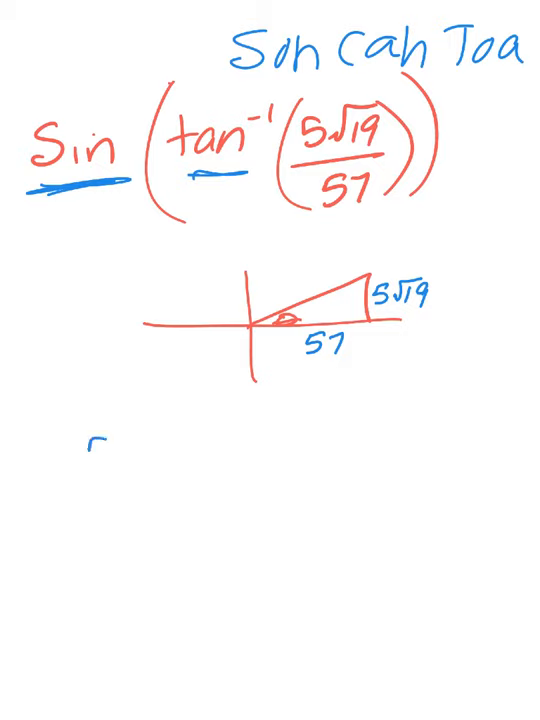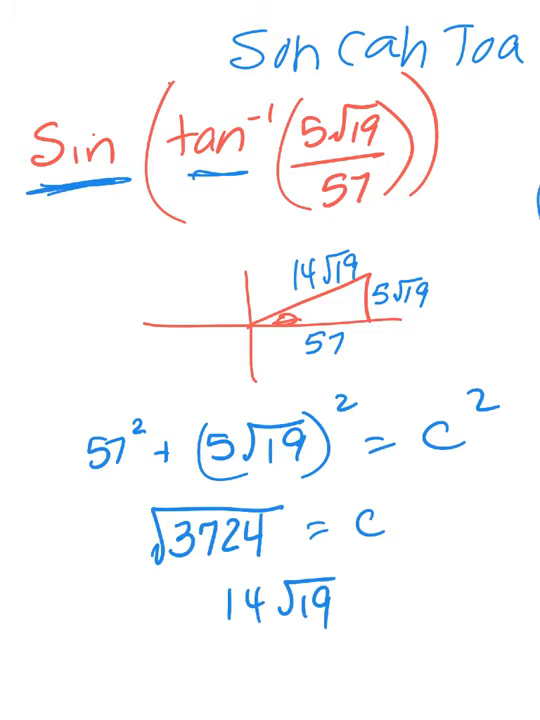So we do 57 squared plus 5 root 19 squared equals c squared. And time for the calculator. So when we take 3724 and factor it, we can take out a 2 and a 7, which is 14. And this lonely 19 stays under the hood as 14 root 19. Got it? So now we just need the sine. So what's the sine of that angle? It's 5 root 19 over 14 root 19. And lucky us, the 19s bite the dust. So the answer is 5/14.